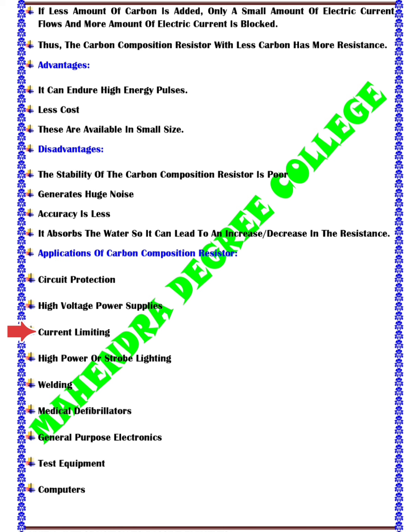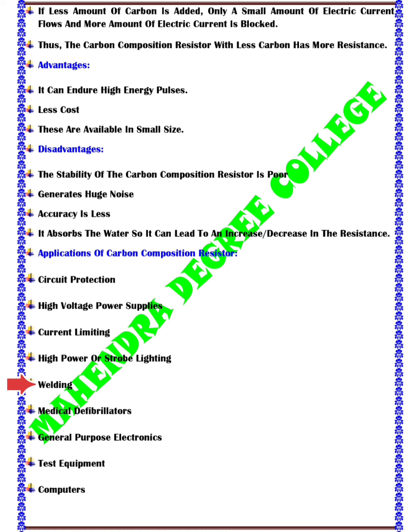Third one, current limiting. It means carbon composition resistors are used to restrict current flow in sensitive components. Fourth one, high power or strobe lighting. It means carbon composition resistors are used to handle pulse currents effectively in lighting systems.